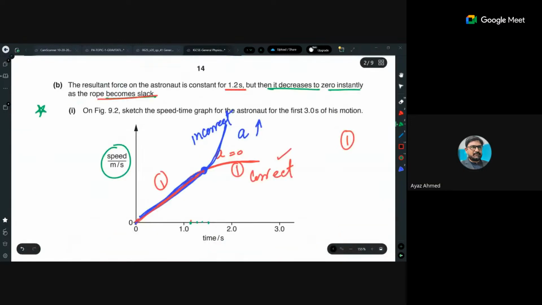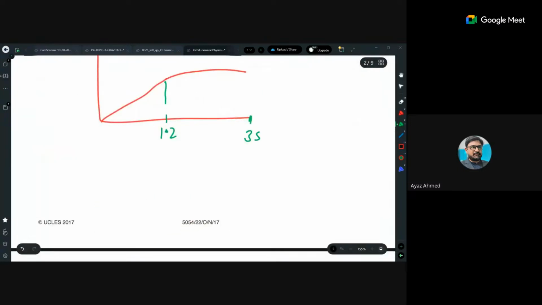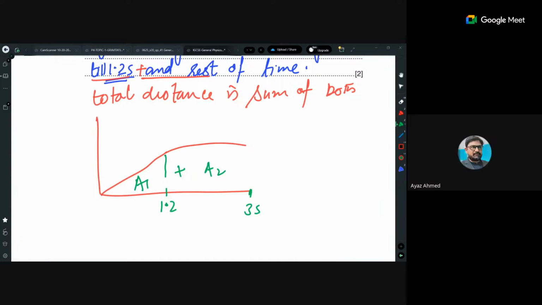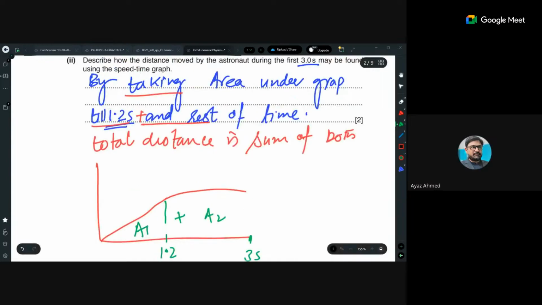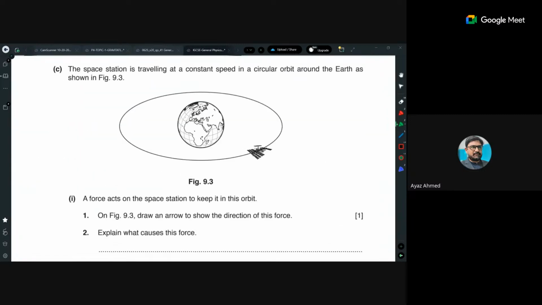The total 3 seconds is forming here. We have to take it up ahead to 3 seconds. So you have to find area of this part and area of this part, and then you have to add them both. That's why you are getting 2 marks. Okay, got it. Is it clear to all? Yes. So this was your first question. It is of 15 marks.